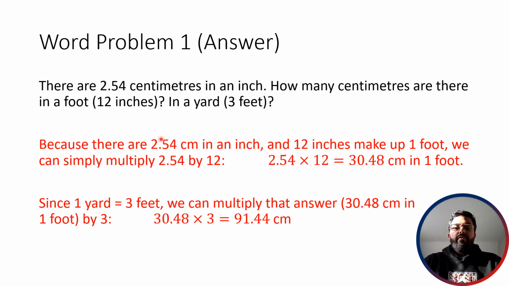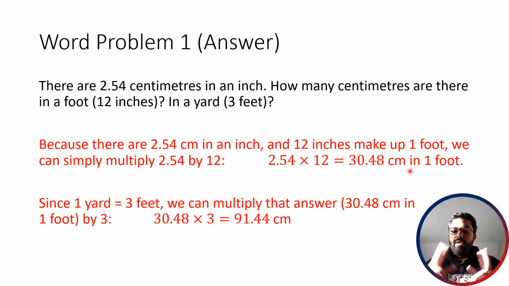Because there are 2.54 centimeters in an inch and 12 inches in a foot, all we have to do is take this 2.54 and multiply it by 12. So if you go through that long multiplication, you should get an answer of 30.48 centimeters in 1 foot.